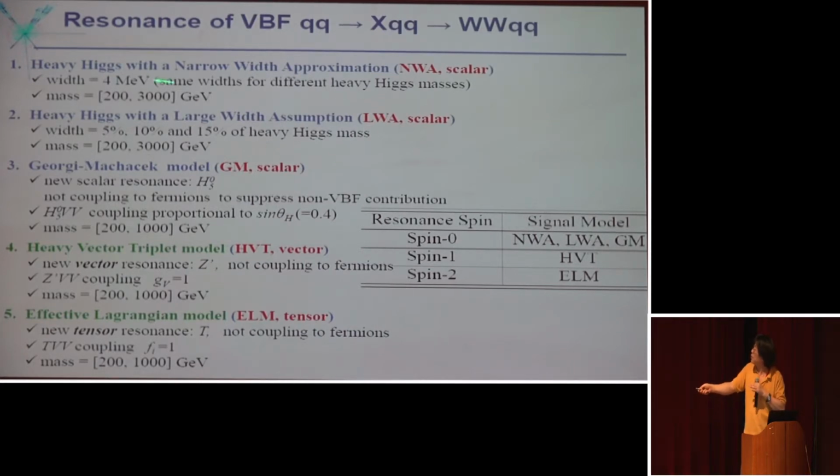For example, we are using the narrow width heavy Higgs and a large width heavy Higgs. These are scalars. And this is a GM model to provide another scalar resonance to look for. And then there's also the vector and the tensor of different models, for example, this triplet model and this Lagrangian model that suggest spin 1 and spin 2 particles. So in total, we have 5, and these 5 are completely different from the previous one.